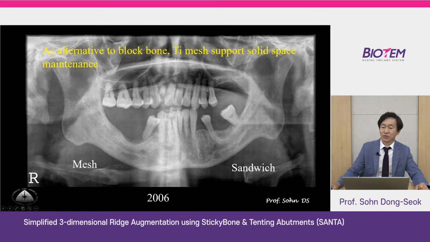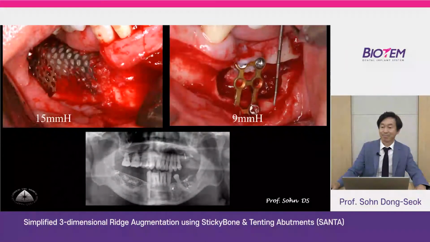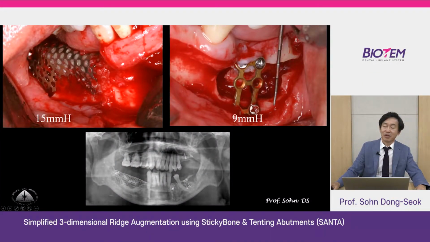So I chose titanium mesh on the right side, and on the left side, I used sandwich osteotomy with an interpositional bone graft for vertical augmentation. The 15 millimeter vertical augmentation was done with titanium mesh and pre-conditioned allogenic materials on the right side, and on the left side, the alveolar bone was segmented like this with piezo surgery and moved coronally about 9 millimeters to get vertical augmentation. This is the post-op radiograph.